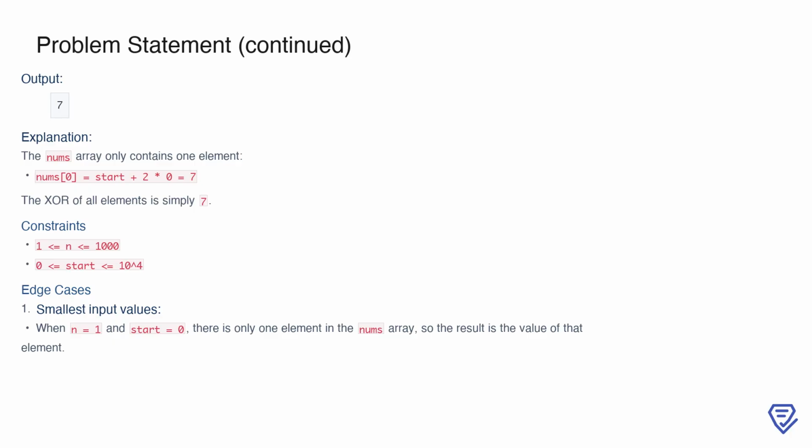In the third example, we are given n equals 1 and start equals 7. Since n is 1, the array contains only one element. Using the formula, we calculate nums[0] equals 7 plus 2 * 0 equals 7. Therefore, the array is 7. The XOR of a single element is the element itself, so the result is 7. This demonstrates how the problem handles the case where there is only one element in the array. The output for this example is 7.